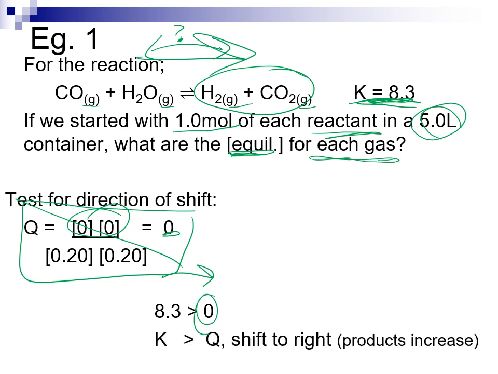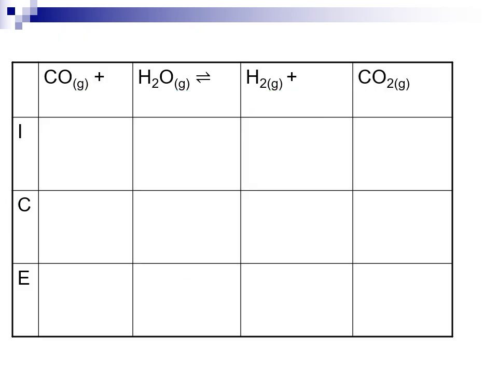Again, if the question did start with some amount of products, then you'd actually want to check it out and see which way you're going. All right, so for our ICE table, again, set up your table below the reaction itself. We'll look at the initial concentration, the change in concentrations, and then finally figure out what those equilibrium concentrations are.